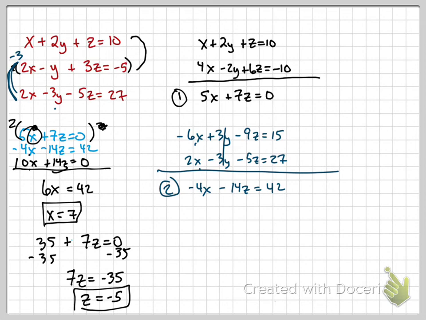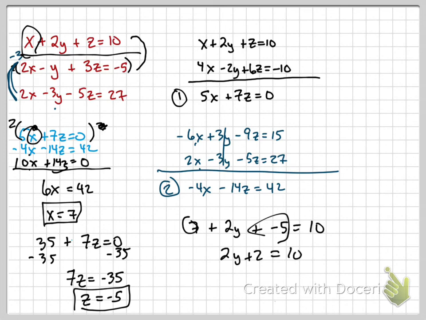So now all I need is the y. What am I going to do with the x and the z? Plug them in. What's probably going to be the easiest one to plug it into? The top. So if I plug it into the top, x is 7 plus 2y plus negative 5 equals 10. If I combine my like terms, what's 7 plus a negative 5? So 2y plus 2 equals 10. So 2y equals 8. So y equals what? Ding, ding, ding. You are done.